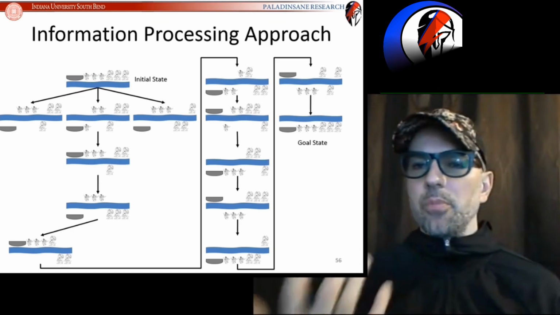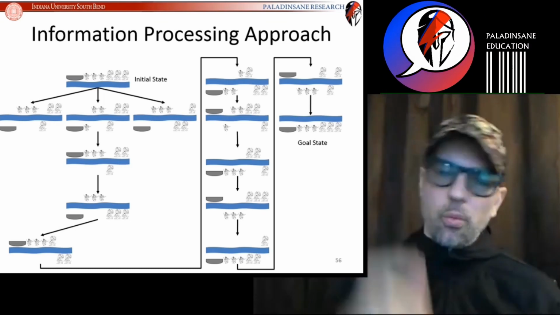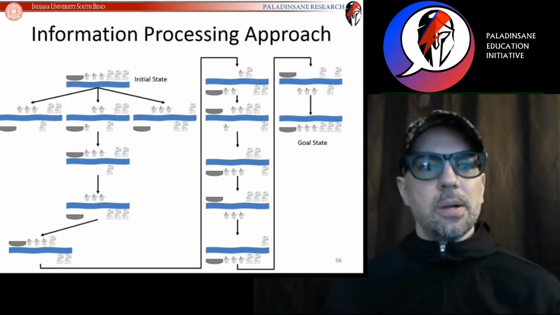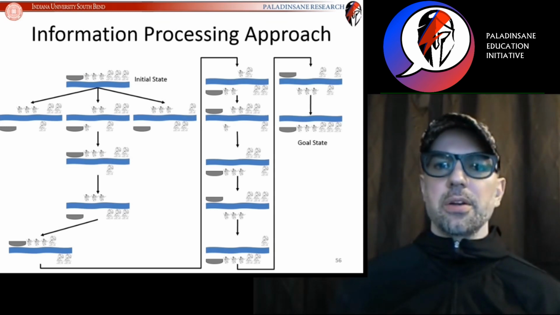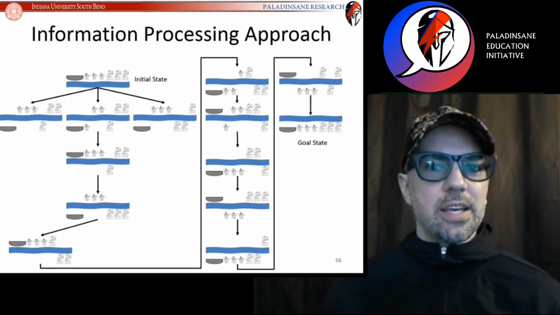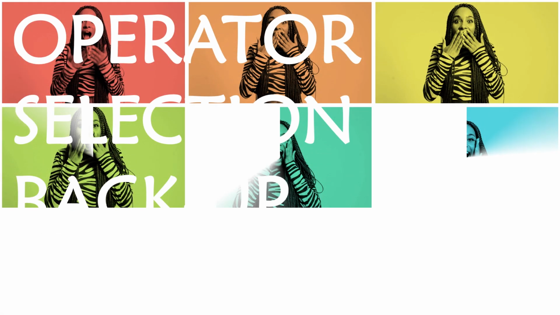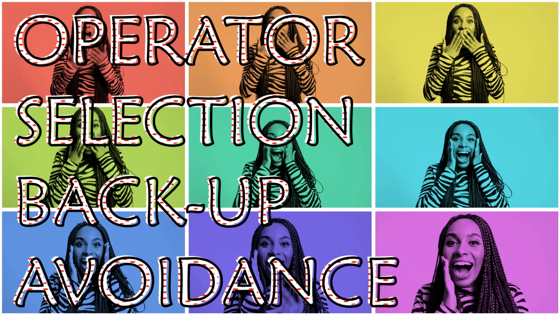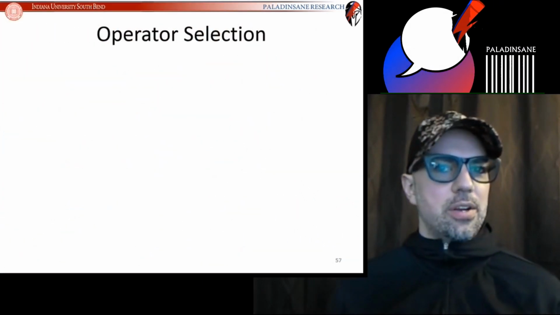So considering that most of this problem space only allows for 1 operator to be applied, only allows for 1 move, what makes it so difficult is identifying what that operator is. What makes it so difficult is figuring out what the legal move actually is. What is that one thing that you can do? So this is where we get into the idea of operator selection.